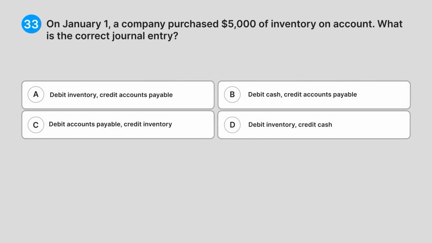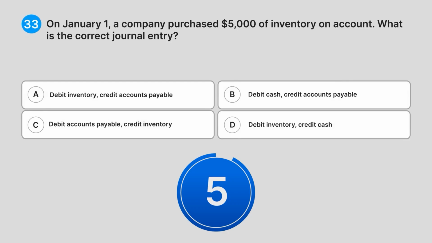33. On January 1st, a company purchased $5,000 of inventory on account. What is the correct journal entry? A. Debit inventory, credit accounts payable. B. Debit cash, credit accounts payable. C. Debit accounts payable, credit inventory. D. Debit inventory, credit cash. Do you know the answer?